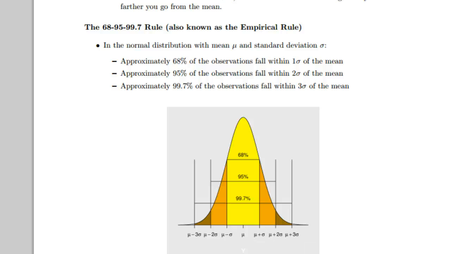Where is that one thing? I'm sorry, I'm trying to look up the normal curve. Oh, there we go. I really like that one.